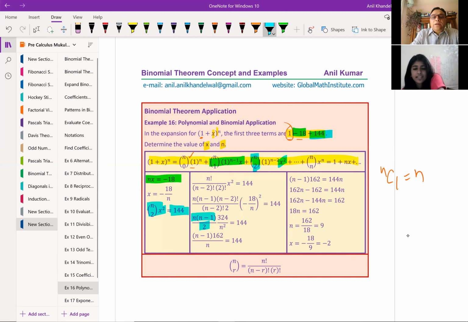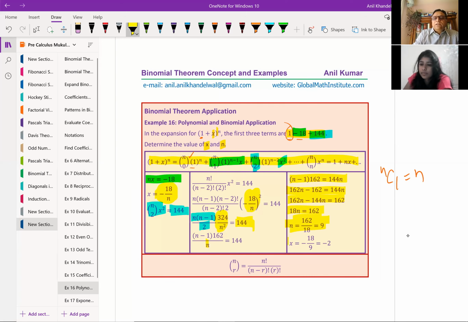x squared. So x, I replaced with this value. X squared means square of this, correct? (18 minus n) whole squared, which is 324 over n squared, right? We are given that this is equal to 144. So we have an equation in n, and from here we can calculate the value of n by cross multiplication. You get a linear equation here, and you can solve this to find the value of n. It comes out to be 9.